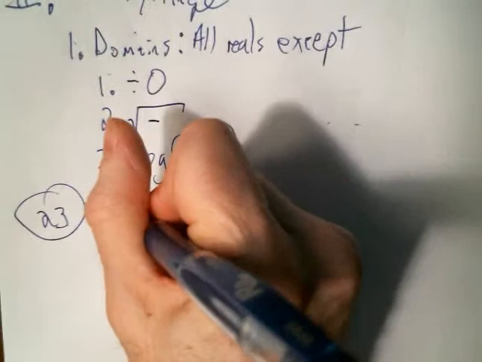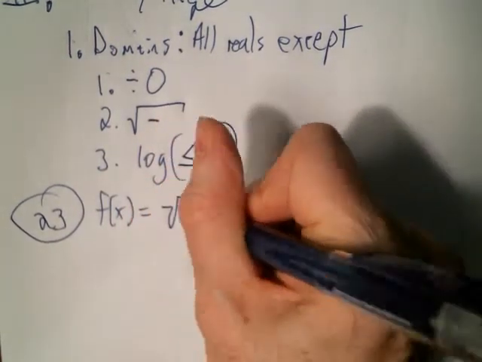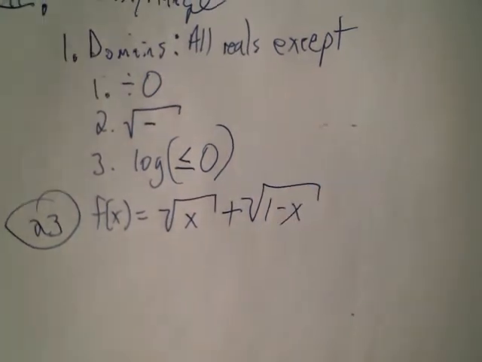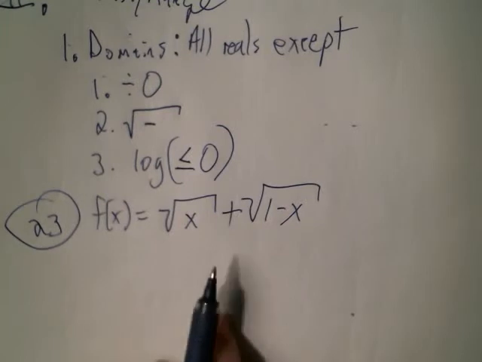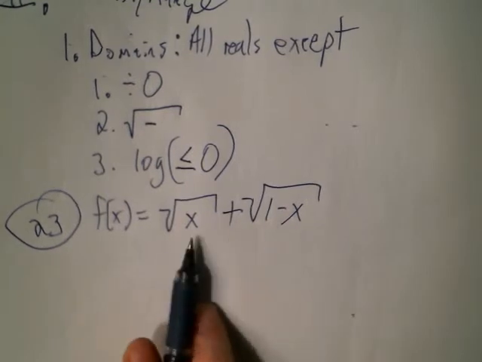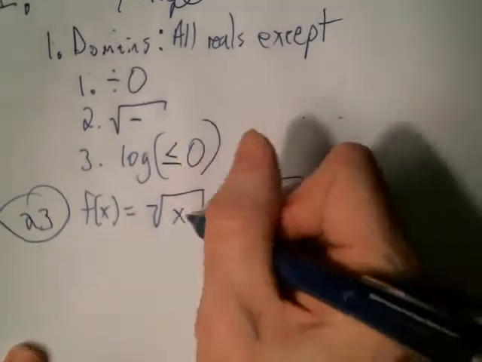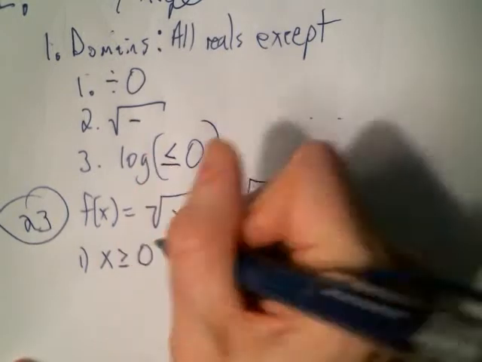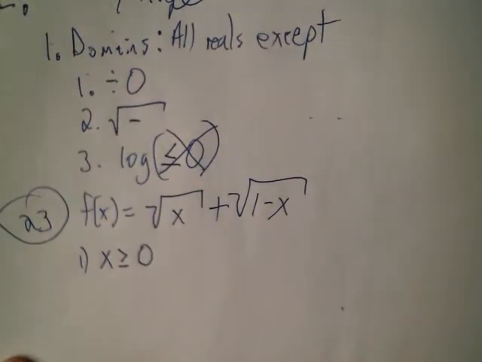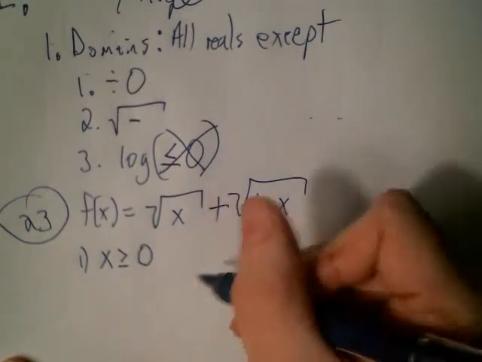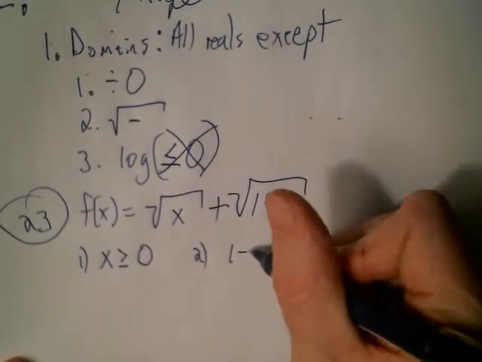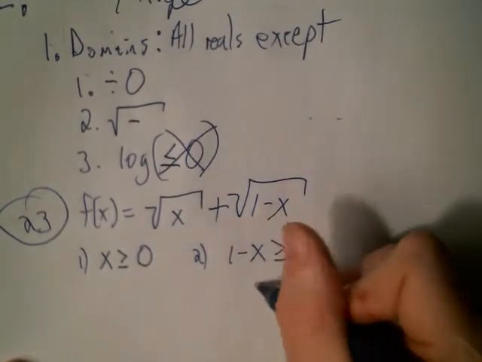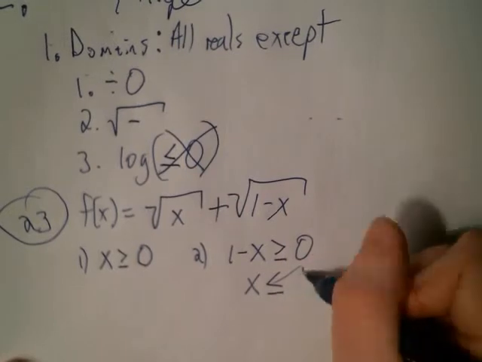And we have f of x equals square root of x plus square root of 1 minus x. Right? So the domain here will be the intersection of the domains of these two particular root functions. So from this guy, first we need to ensure that x is greater than or equal to 0. Okay, and then secondly, from this guy, I need to make sure 1 minus x is greater than or equal to 0. Okay, so solving this inequality here, I'll end up with x less than or equal to 1.